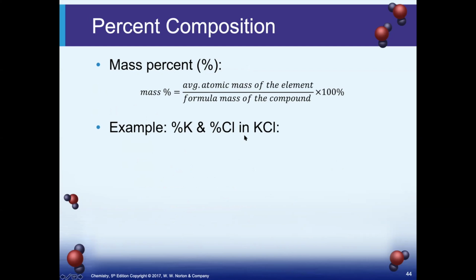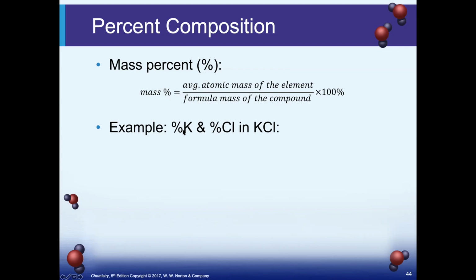All right, so let's start with percent composition. Anytime you have a compound, you can say that that compound is a certain percentage of each element that is present in the compound. The formula for deriving that percentage would be something like this. The mass percent is equal to the average atomic mass of the element that's present, divided by the formula mass of the compound as a whole, and then multiplied by 100%.